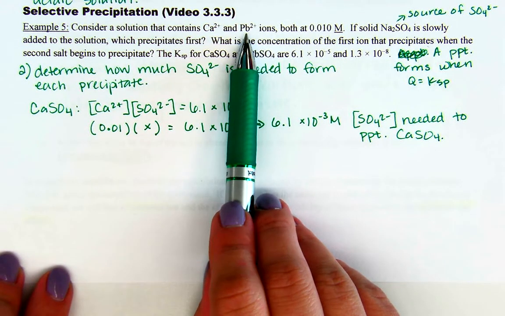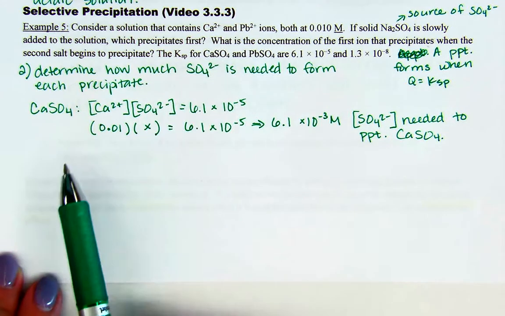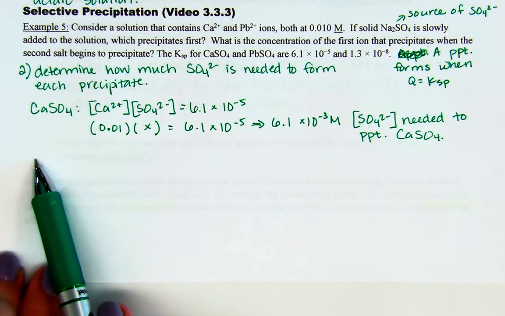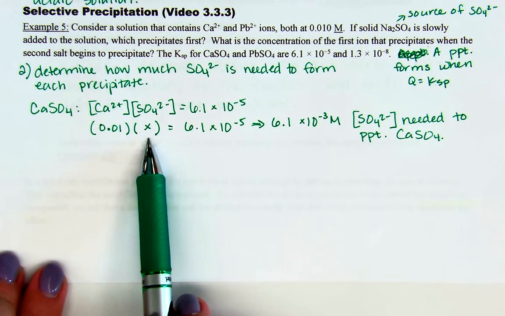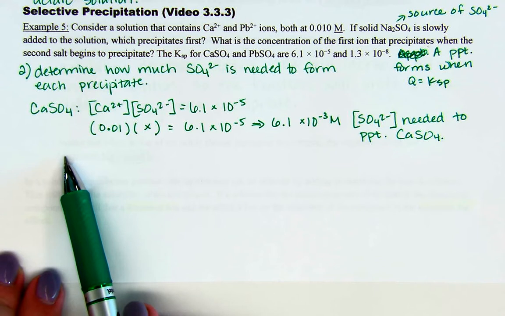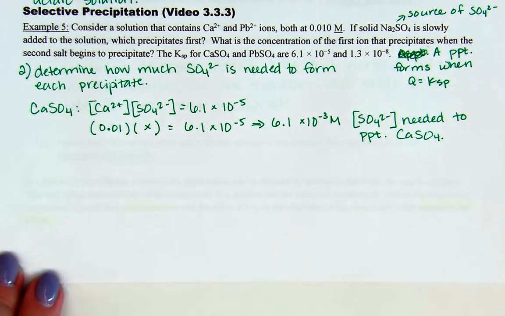Now we're going to do the same thing with lead, and we're going to compare. So I would like you to go ahead and pause the video. You're going to do the same thing. Find the X, or find how much sulfate is going to be needed to start precipitating your lead sulfate.